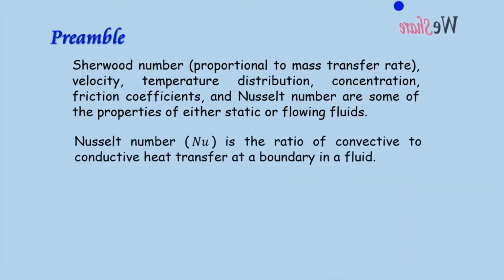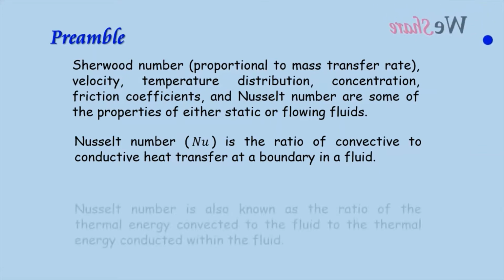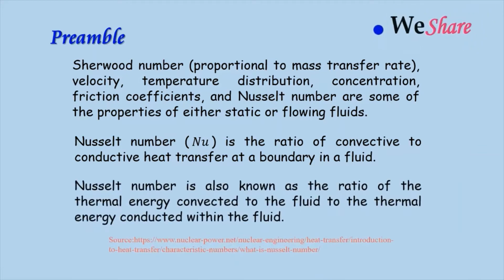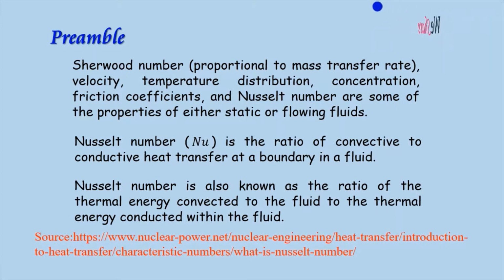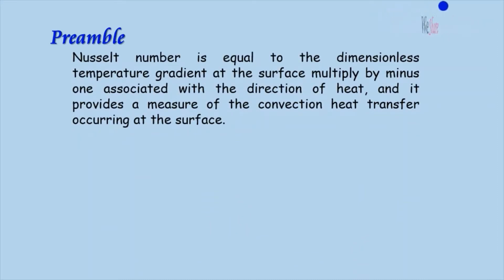Nusselt number is the ratio of convective to conductive heat transfer at a boundary in a fluid. Nusselt number is also known as the ratio of the thermal energy convected to the fluid to the thermal energy conducted within the fluid. Nusselt number is equal to the dimensionless temperature gradient at the surface multiplied by -1 associated with the direction of heat, and it provides a measure of the convection heat transfer occurring at the surface.